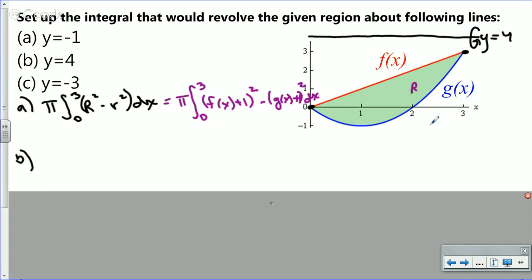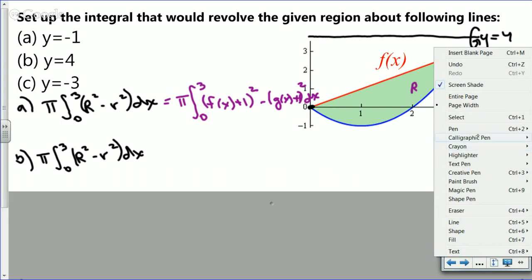So disk method or washer method? It's going to be a washer method also, right? Why? Because there's some empty space between the axis of revolution and the region you want to rotate. So we're going to start with our washer formula. Dx or dy? It's going to be dx because you have a horizontal axis of revolution. So that means all these need to be in terms of x. So I still am going from x equals 0 to x equals 3 of big R squared minus little r squared dx.